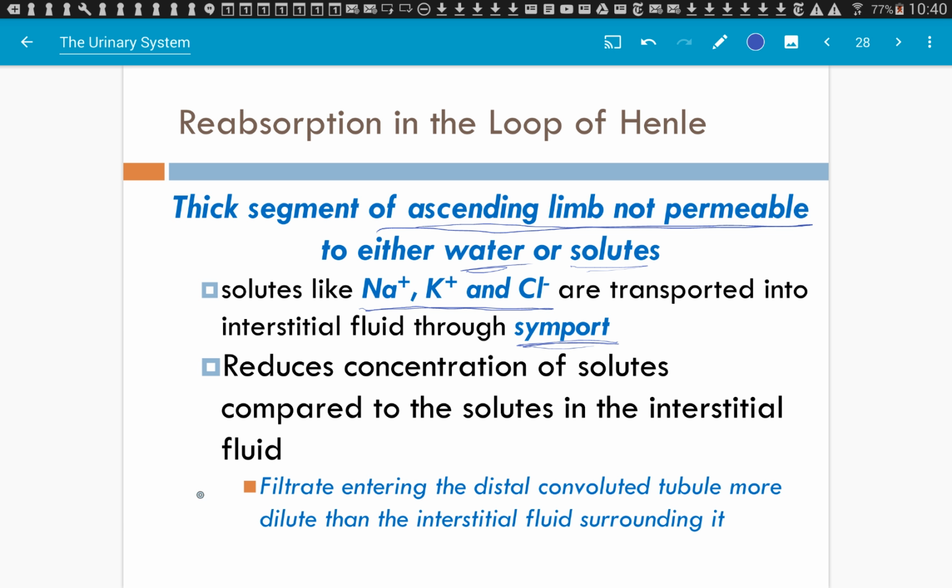So here we go. So by the time the filtrate has passed through the proximal convoluted tubule, down the loop of Henle, up the ascending loop of Henle, finally that filtrate reaches the distal convoluted tubule. And here's the interesting fact. The filtrate that enters that last portion of the nephron, that distal convoluted tubule, is actually more dilute than the fluid surrounding the tube. Okay? Which kind of seems counterintuitive, but there's a reason why.